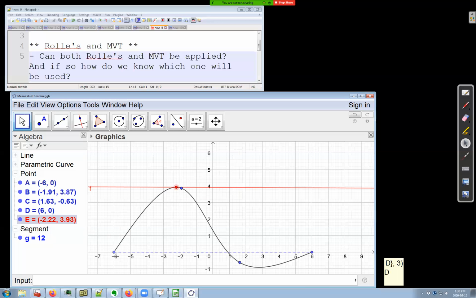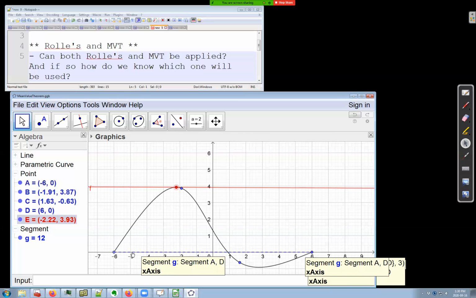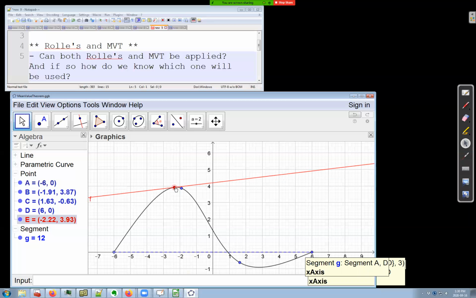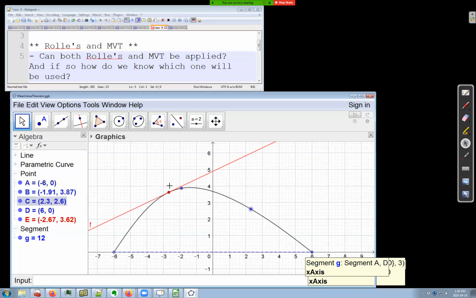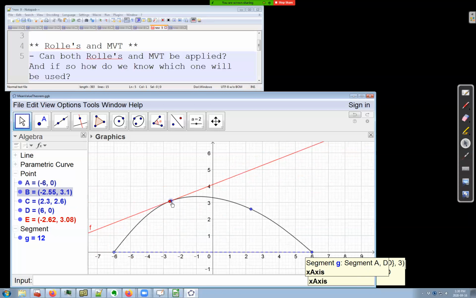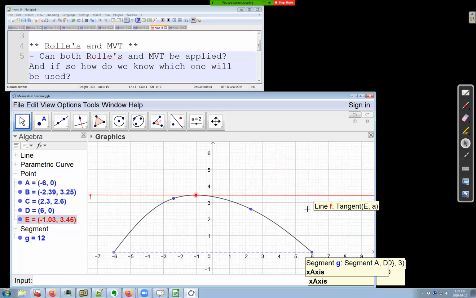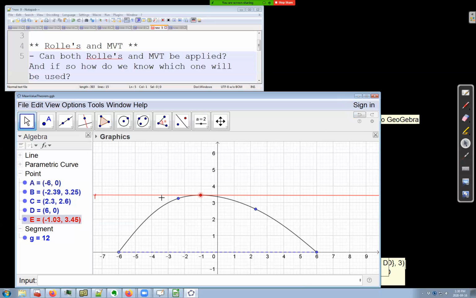Rolle's theorem says that if your starting point and your ending point are at the same height, then there has to be a place where the tangent line has slope 0. If we move these points around, we can still see that, as long as I keep the endpoints at the same height, there is going to be a place where the tangent line is horizontal. So Rolle's theorem says if the start point and the end point are at the same height, then there's always going to be a tangent line with slope 0.